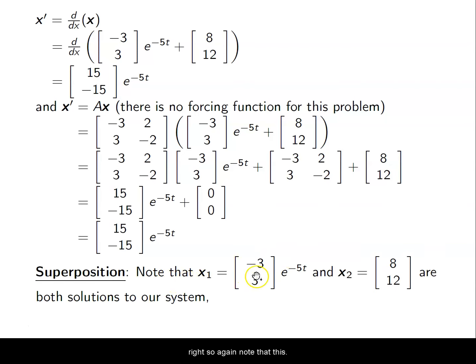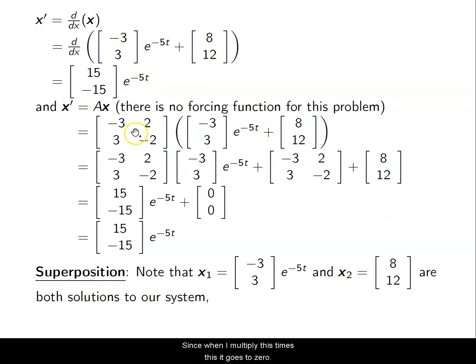So again, note that this could be considered as my x1 solution and this as another solution, and both of those work as solutions to my system. So for instance, if I were to not even have this constant vector here, and I took this derivative, I would still get this solution, okay?